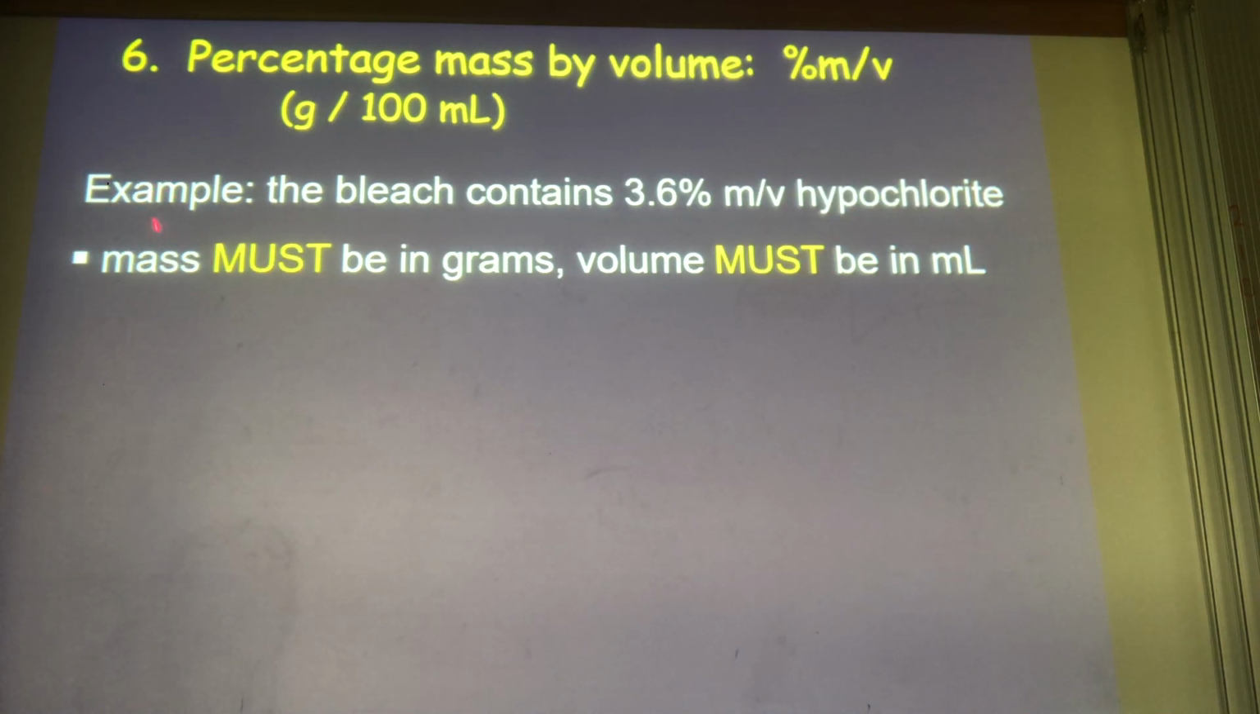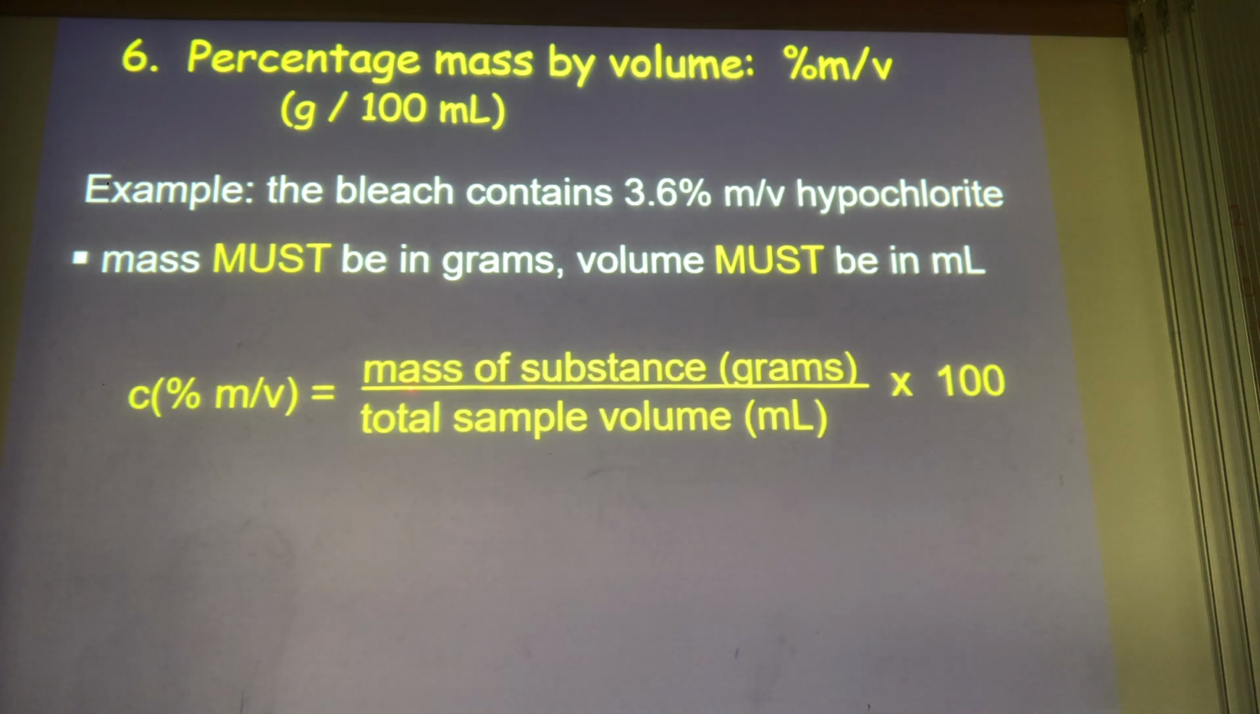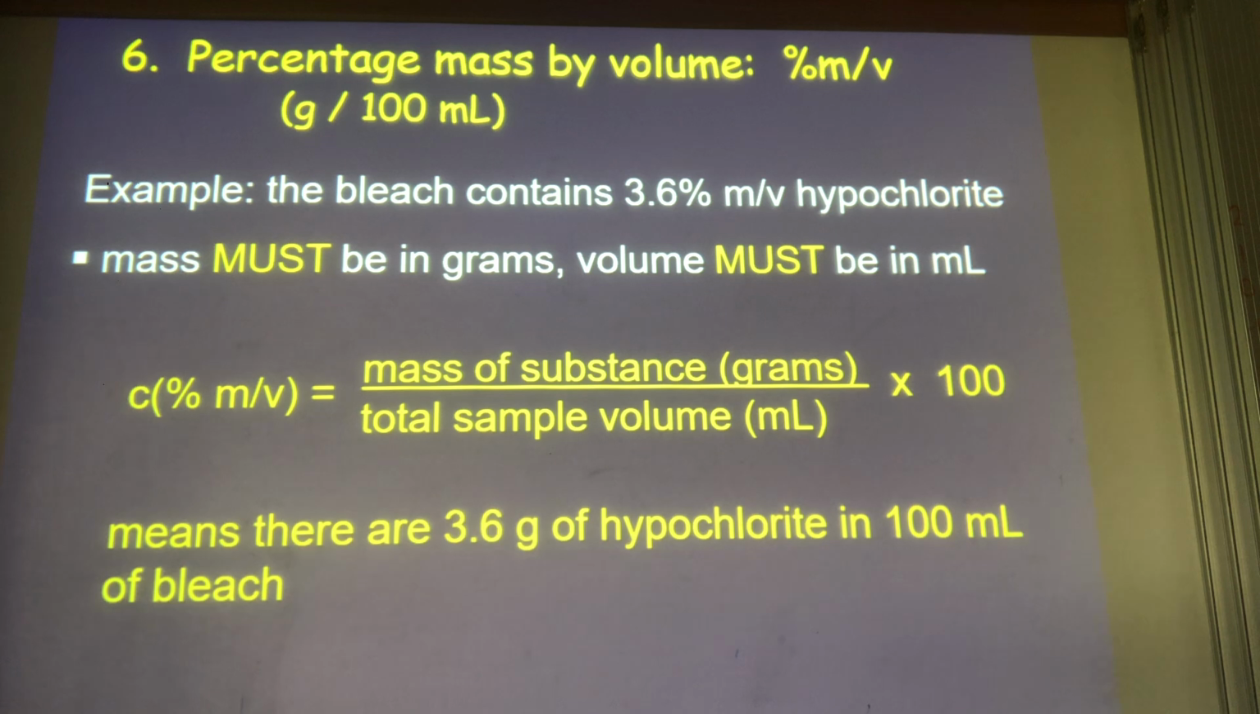Now the one in which the units are specified is percentage mass by volume. And this time the mass has to be in grams, the volume has to be in mils. That's because when you're talking about pure water, 1 gram pretty much exactly equals 1 mil. So there's an easy conversion there. So percent mass by volume is the mass in grams divided by the volume of the sample in mils times 100. And that's your example.